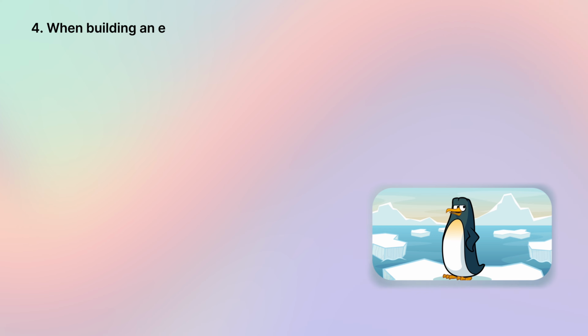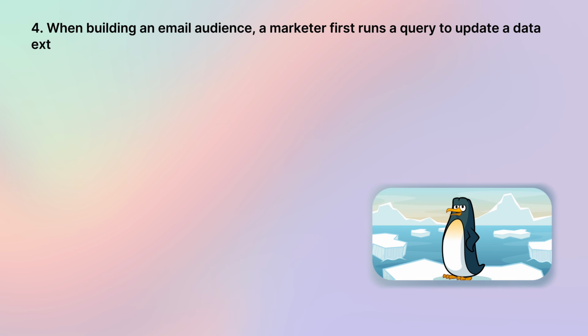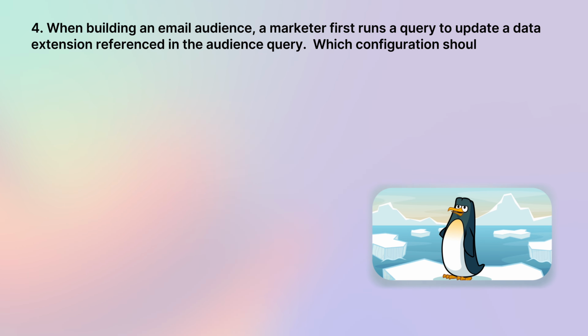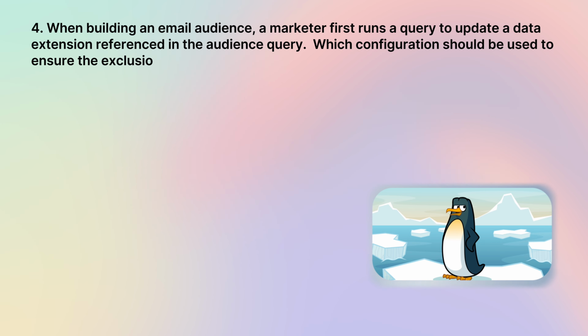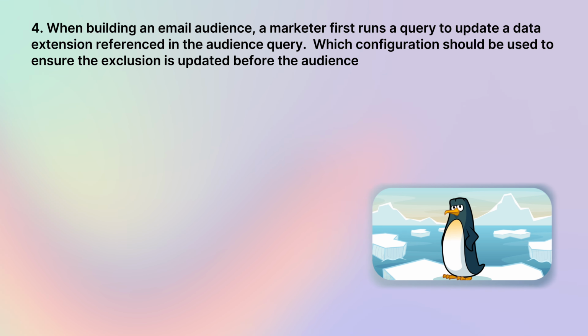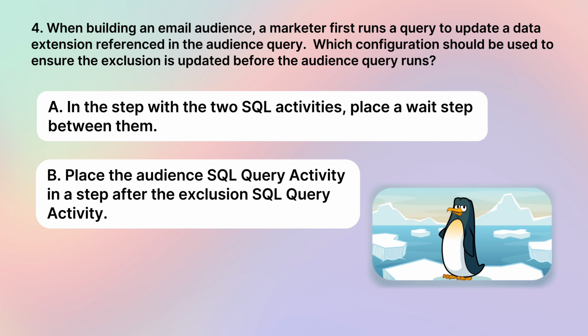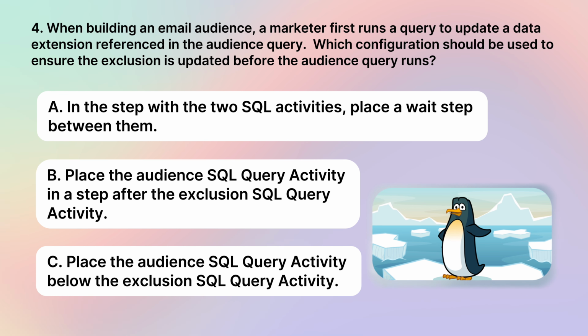Question 4. When building an email audience, a marketer first runs a query to update a data extension referenced in the audience query. Which configuration should be used to ensure the exclusion is updated before the audience query runs? A. In the step with the two SQL activities, place a wait step between them. B. Place the audience SQL query activity in a step after the exclusion SQL query activity. C. Place the audience SQL query activity below the exclusion SQL query activity.